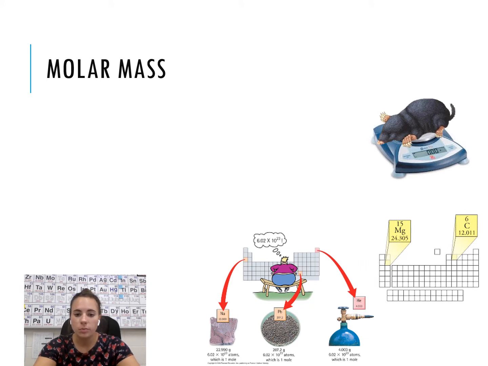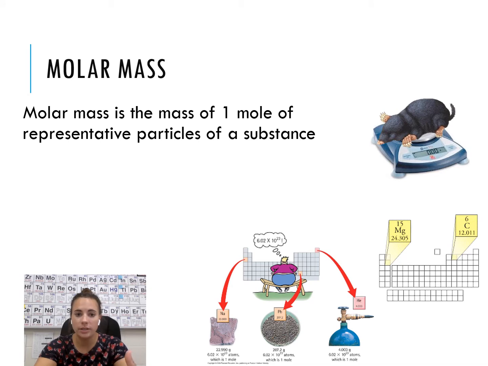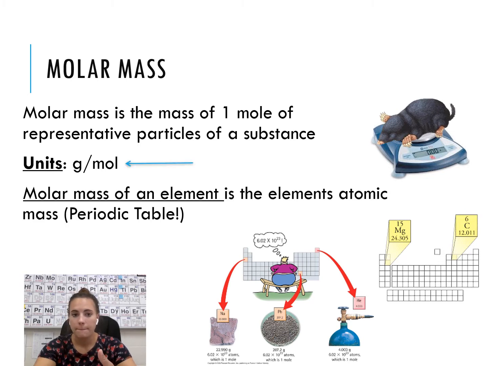Another way that we use mole is when we think about molar mass. Now, molar mass is exactly what it sounds like. It is the mass in 1 mole of a representative particle of a substance. So the units are in grams per mole. This is the mass we find on the periodic table. So whatever mass number is listed for an element on the periodic table, that's exactly how much 1 mole of that would weigh.